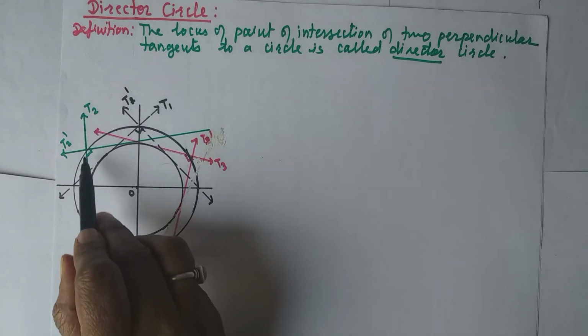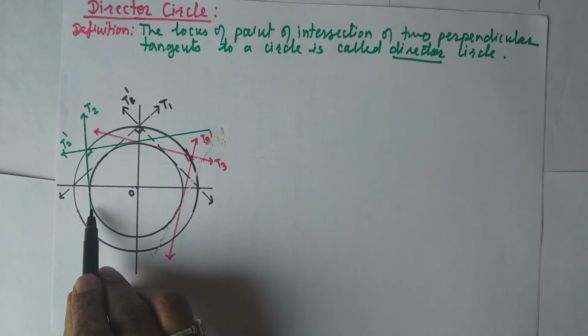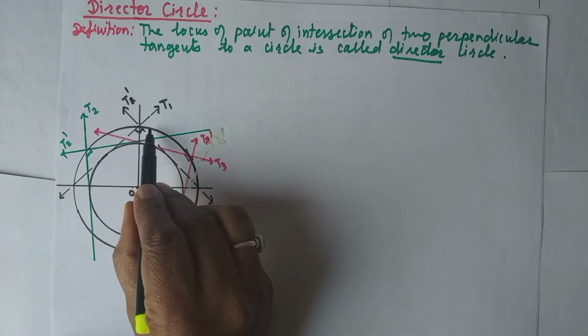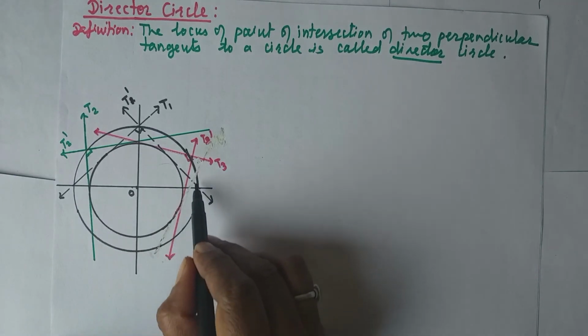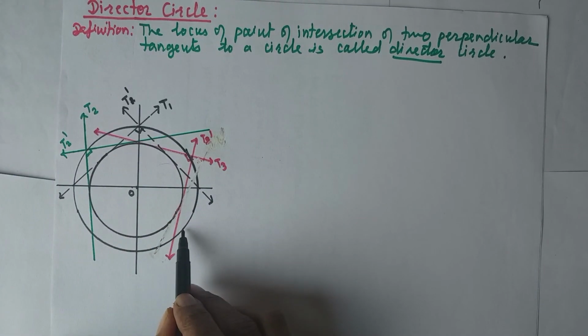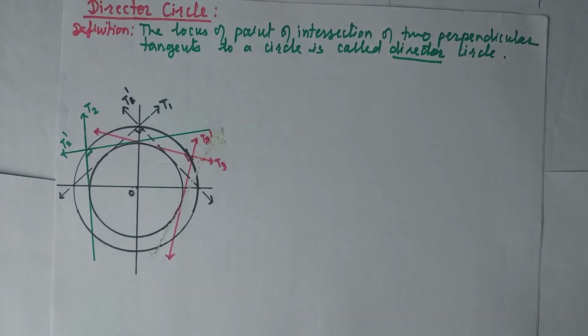In this way, if we draw the perpendicular tangents to this innermost circle, and draw a circle through the points of intersection of all these tangents, then we will get another circle, and that circle is called the director circle of the innermost circle. Okay. Now we will find the equation of the director circle.